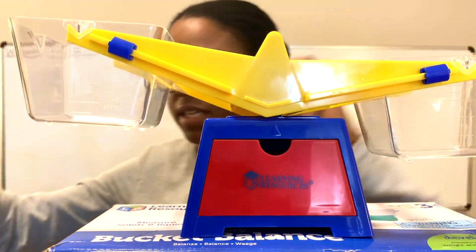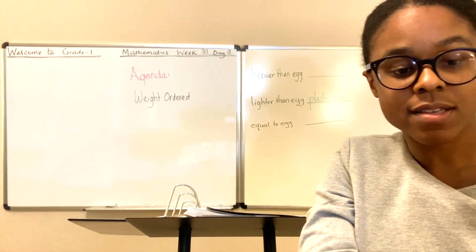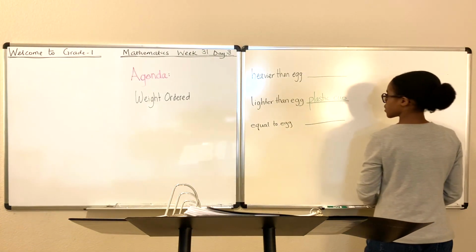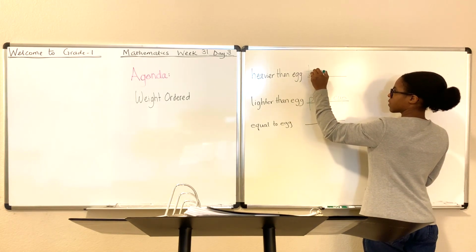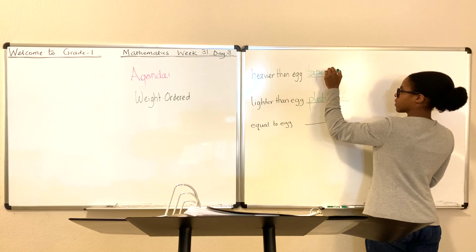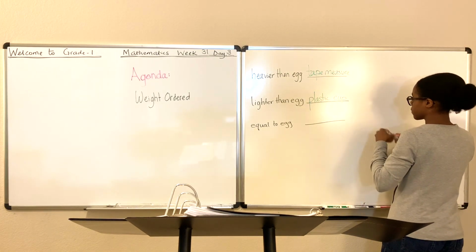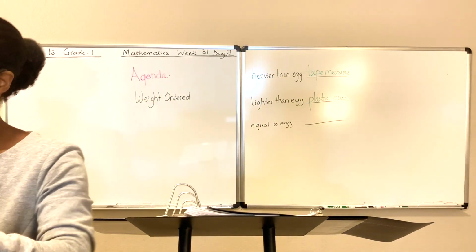So, as we can see, the tape measure is heavier than the egg. So let's write that down also. Which is heavier than the egg? The tape measure. Tape measure is heavier. We're going to see if we have an object here that's equal to the egg. We're going to find out.